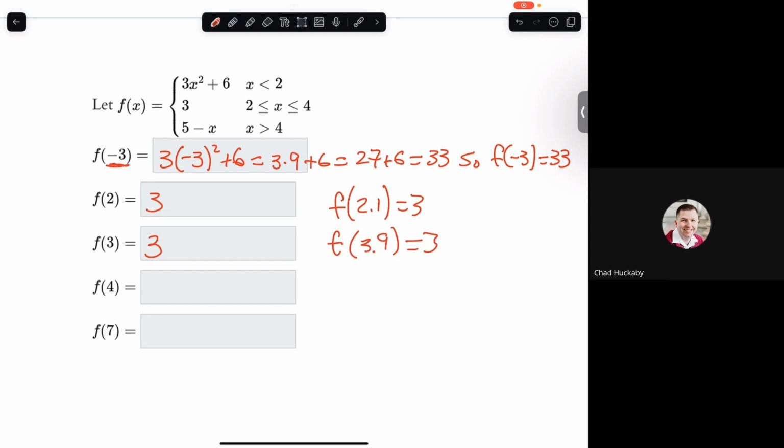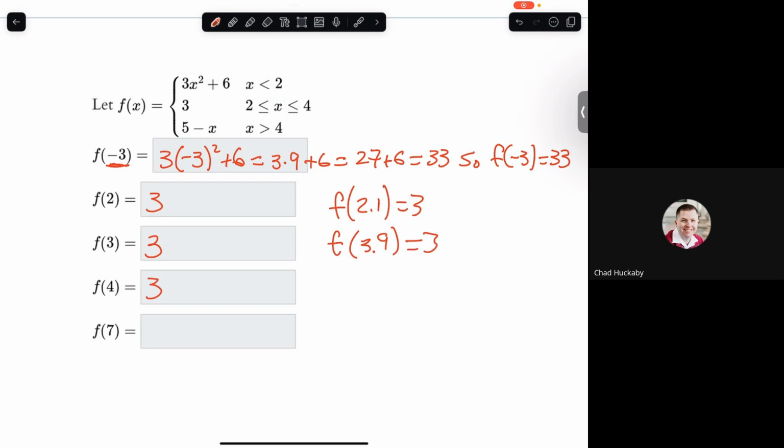What is f of 4? Our input 4 is in which section of the domain? These are our different sections of the domain. I would say it would be 3 again. Because x is equal to 4, well, 4 is less than or equal to 4, right? Right. So our output is defined by that portion of the function, so it's 3.